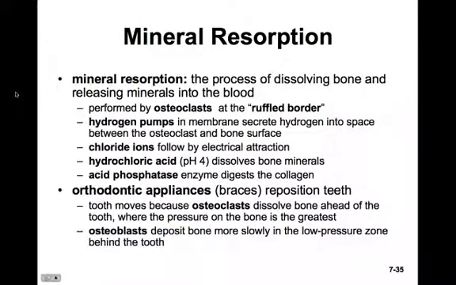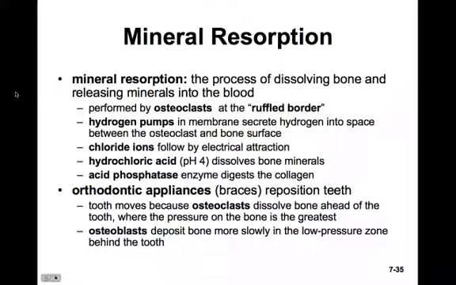So while osteoblasts are depositing minerals in the bone, osteoclasts break down bone tissue, and thus they're involved in mineral resorption. Now, keep in mind, mineral resorption, it's not reabsorption, it's resorption into the blood. So this is the process of dissolving bone and releasing the minerals into the blood. The opposite of deposition, where we're taking minerals from the blood and depositing them in the bone.